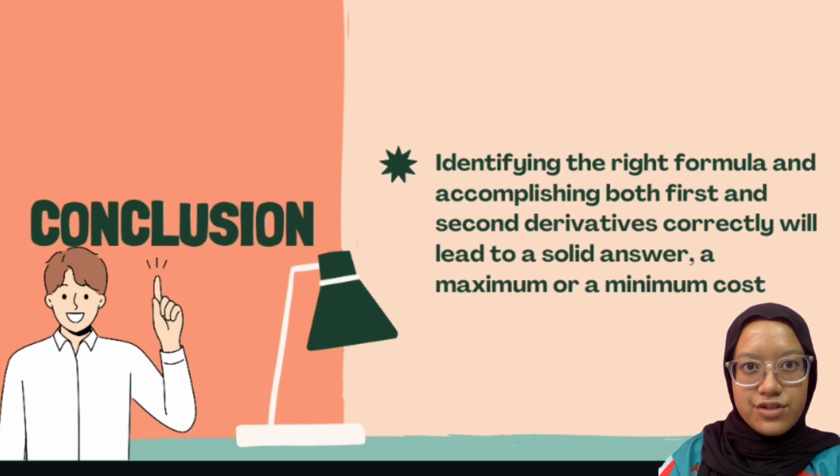Therefore, the conclusion for applied maximum and minimum problems is that identifying the right formula and applying both the first and second derivatives correctly will lead to a solid answer for a maximum or a minimum cost.